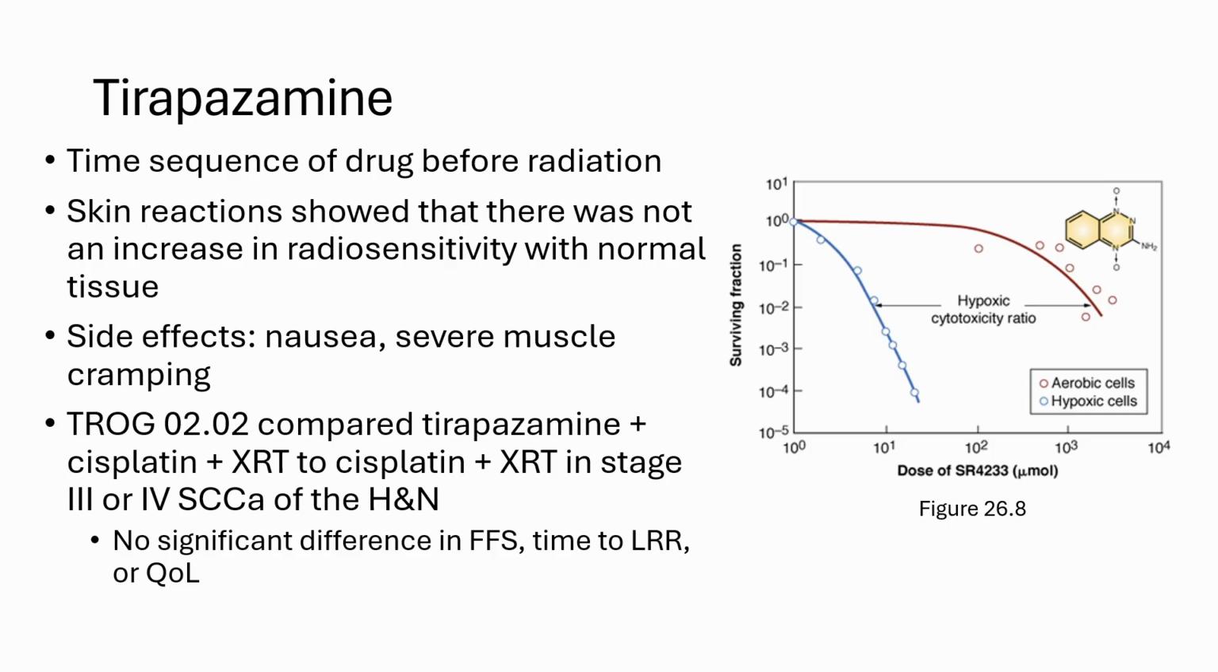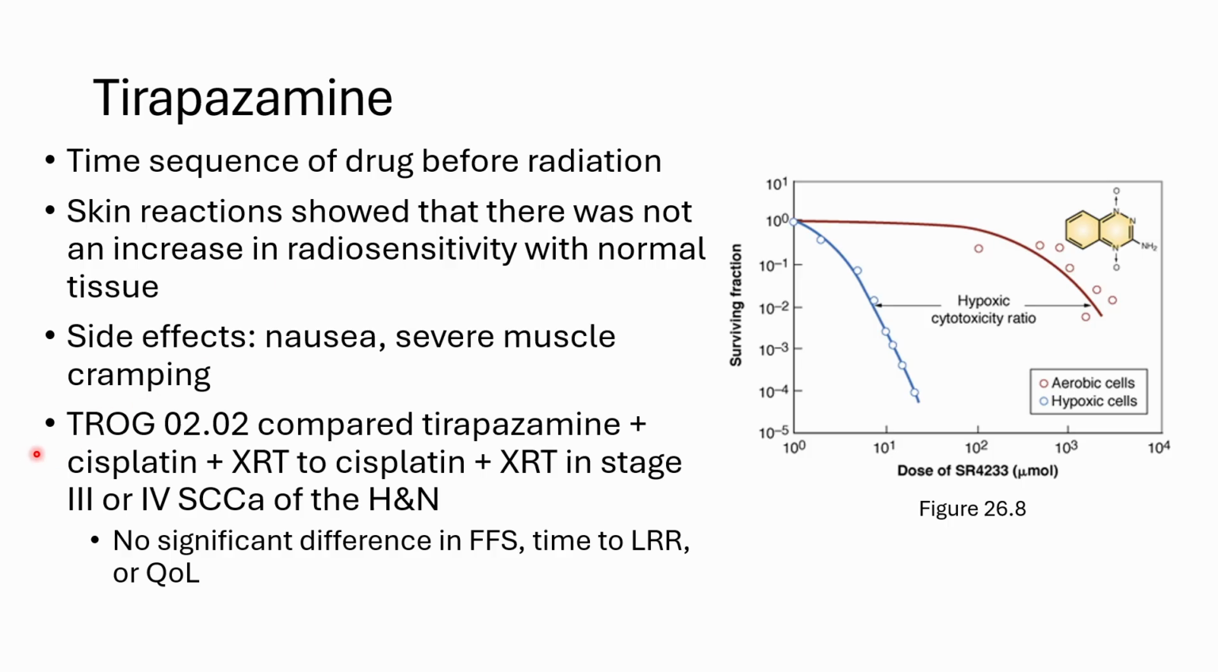So let's talk about tirapazamine. So this is going to be a hypoxic cytotoxic compound, okay? So the time sequence here is giving the drug before radiation. And so looking at skin reactions, there was not an increase in radiosensitivity with normal tissues. That's very important, okay? It selectively was killing the tumor cells. Side effects of tirapazamine are going to be nausea and severe muscle cramping.